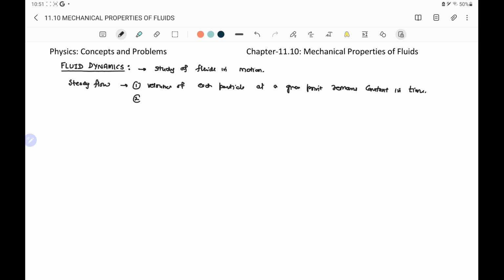Second is that each particle of the fluid follows a smooth path, and the paths of particles do not cross each other.